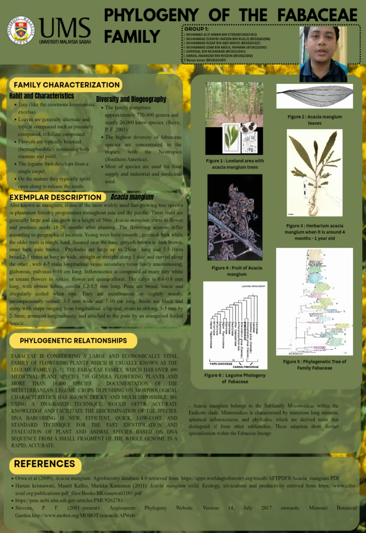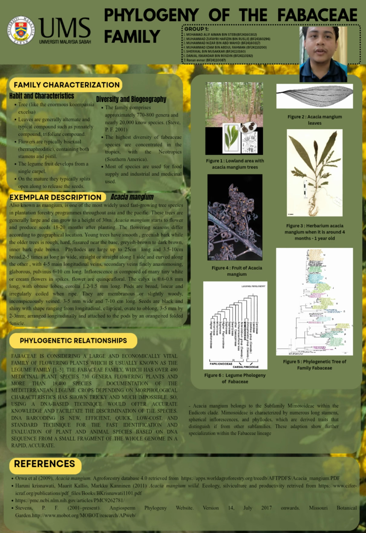The species that we picked is Acacia mangium, also known as mangium. It's one of the most widely used fast-growing tree species in plantation forestry programs throughout Asia and the Pacific. These trees are generally large and can grow to a height of 30 meters. Acacia mangium starts to flower and produce seeds around 18 to 20 months after planting. The flowering seasons differ according to geographical location.